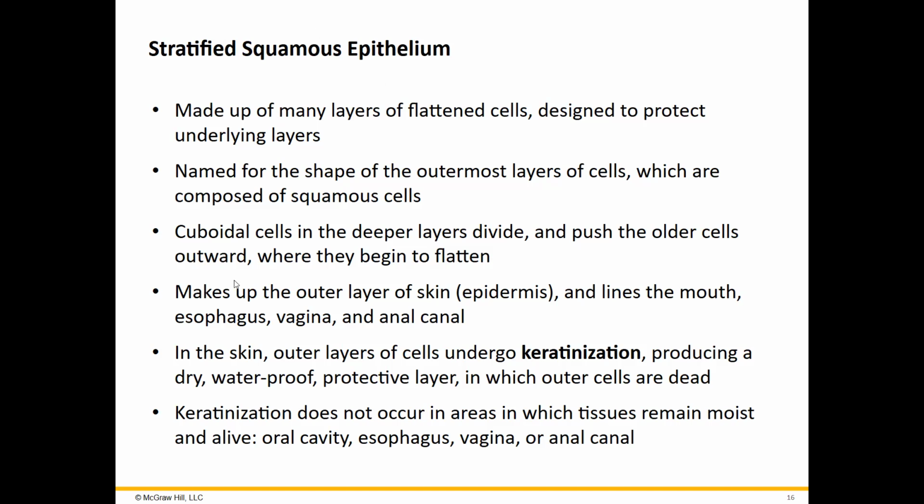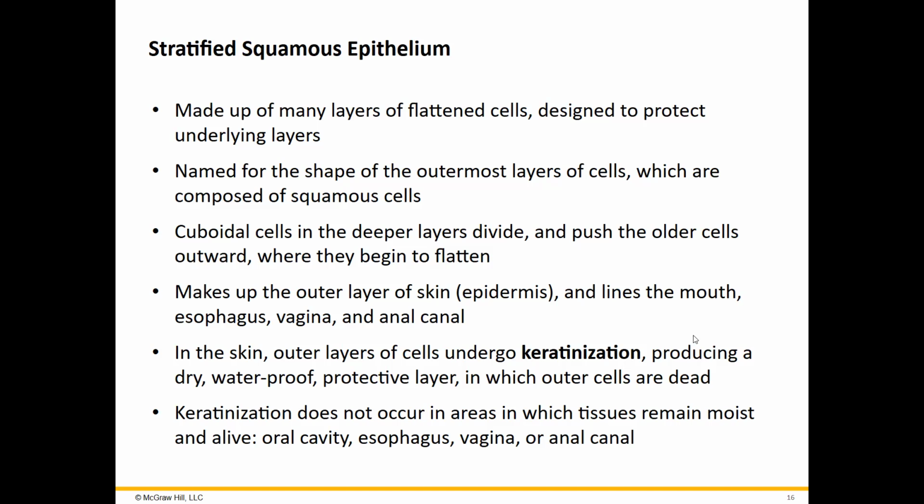The best example in the body for stratified squamous is our skin. It's our dermis, specifically the epidermis, the outer layer of the skin. That's the part that we see. It lines our mouth, our body, the esophagus, the vagina, the anal canal. And in the external layer, the skin that we see on our outside, I mentioned this in a previous lecture, is keratinized.